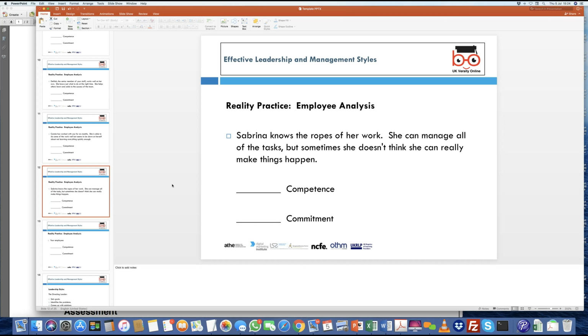Now the thing is that sometimes she doesn't think she can really make things happen. Now it has to do with confidence. It has to do with your self-confidence. You're not confident enough about your competence, and so as such you feel you're not good enough at some things, and you just want to shrink into your shell, like maybe I'm not doing it right. It's not like she doesn't know the work, because she can manage all the tasks. But sometimes she doesn't think she can really make things happen because she's not confident enough in herself. But she's competent.